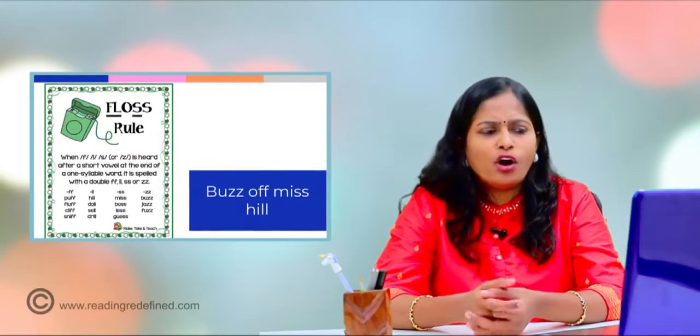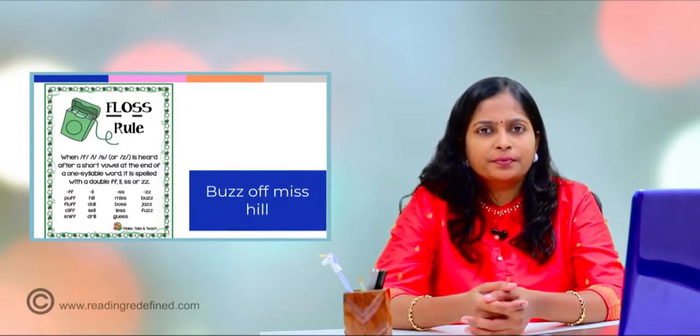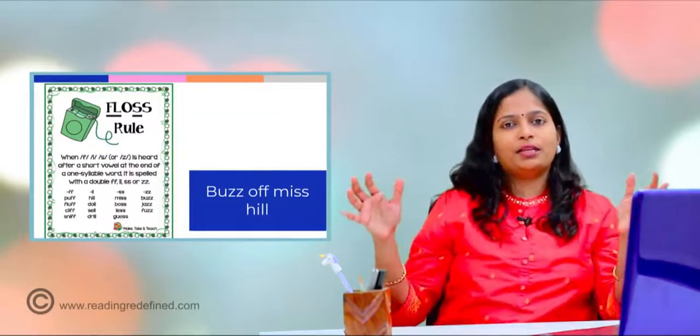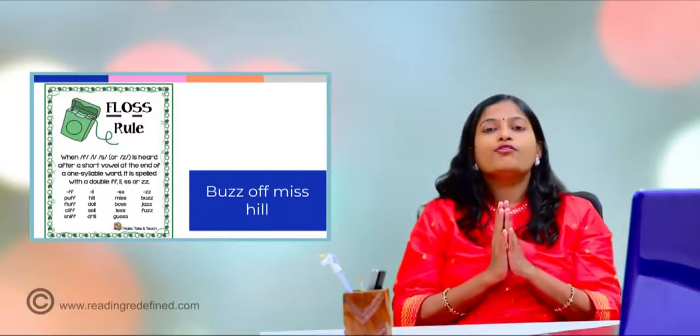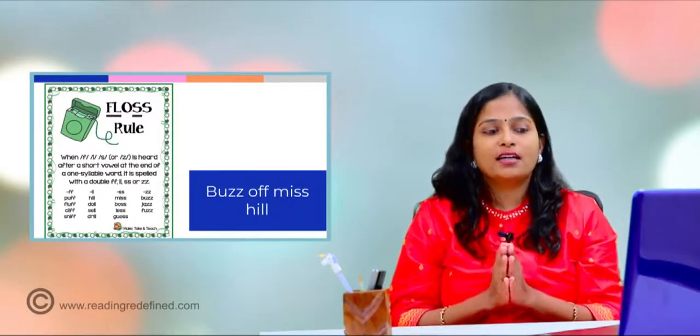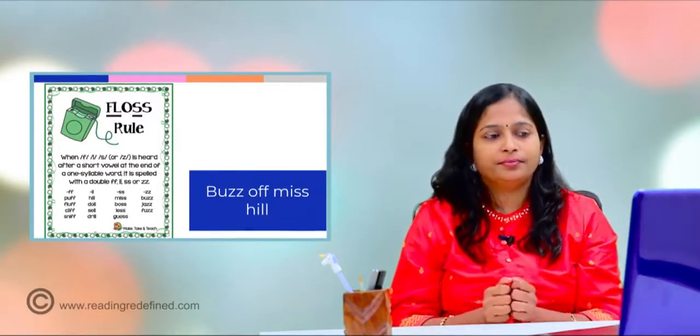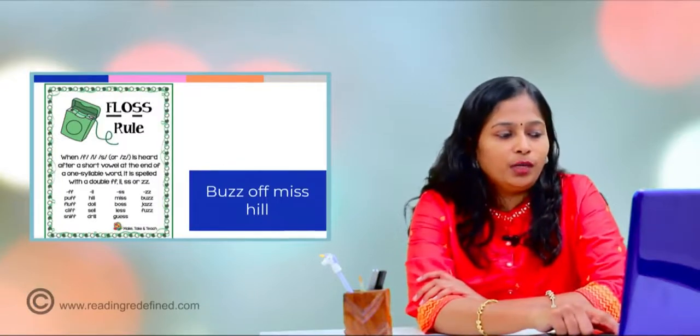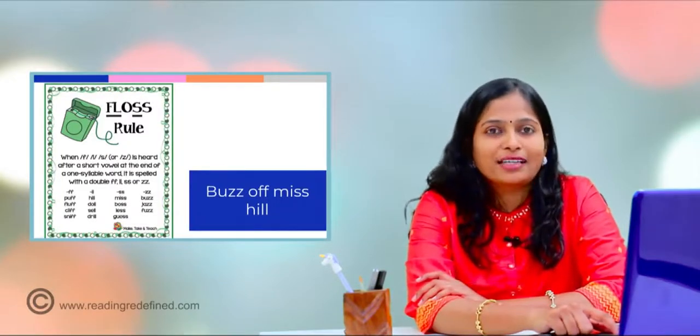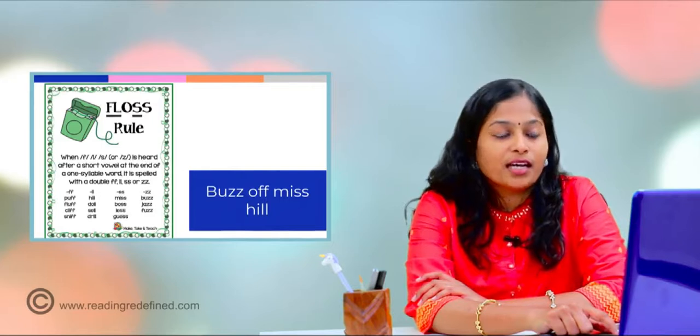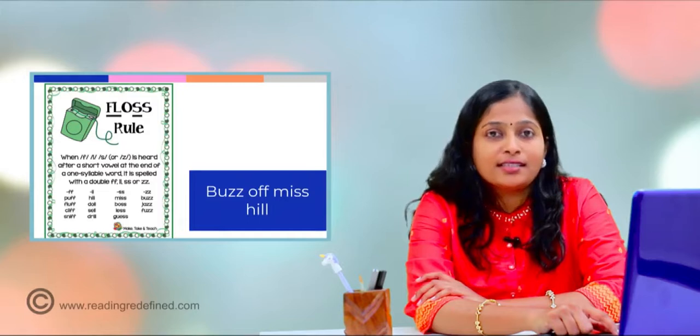So buzz of Miss Hill. So all 4 words, buzz of Miss Hill, can be used to remember all these 4 sounds. Z, F, S, L. So the words like puff, fluff, cliff, sniff, hill, chill, sell, drill, miss, boss, less, guess, buzz, jazz, fuzz.